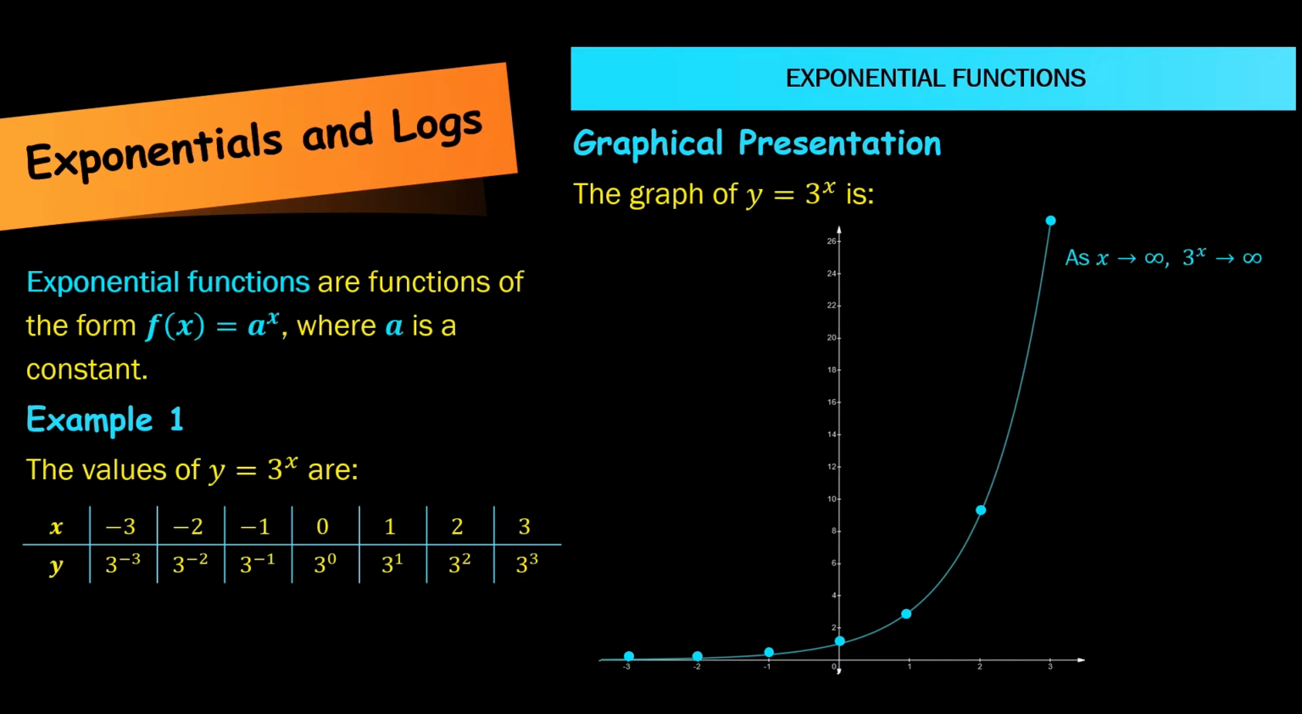Notice that as x tends to infinity, 3 to the power x also tends to infinity. And as x tends to minus infinity, 3 to the power x tends to 0. The y-axis, or the line x equals 0, is an asymptote.